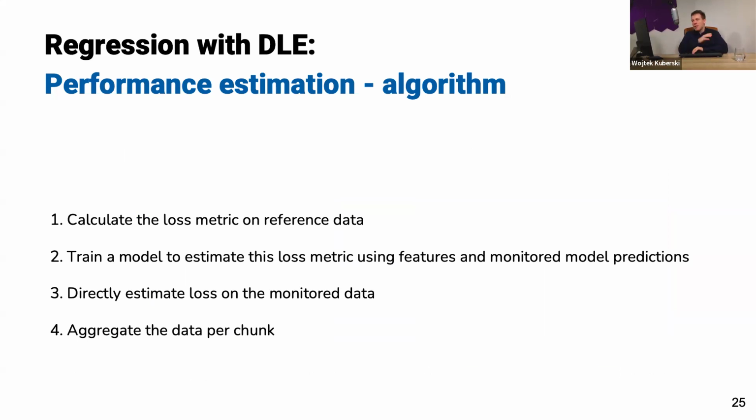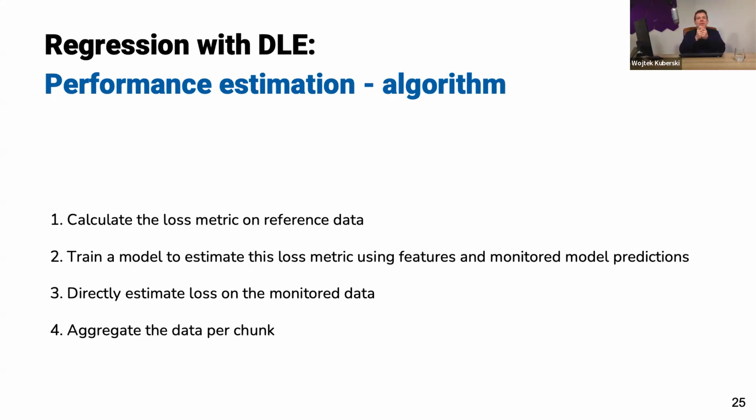But how does it work? The first thing we're going to do is calculate the loss metric on the reference data. For reference data, for example our test data, we have the target data, so we can simply calculate the actual loss metric we're using, such as MAE. We're going to do it for every point separately, so we get all the absolute errors. Then we're going to train a model to estimate this loss metric, the absolute errors, using the features that the monitored model consumes, and the monitored model predictions as a feature as well. Because generally, these predictions can also be informative of the error itself. And we see in practice that they are.